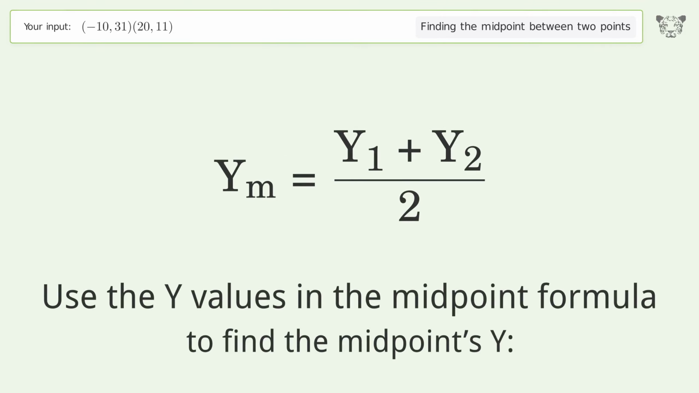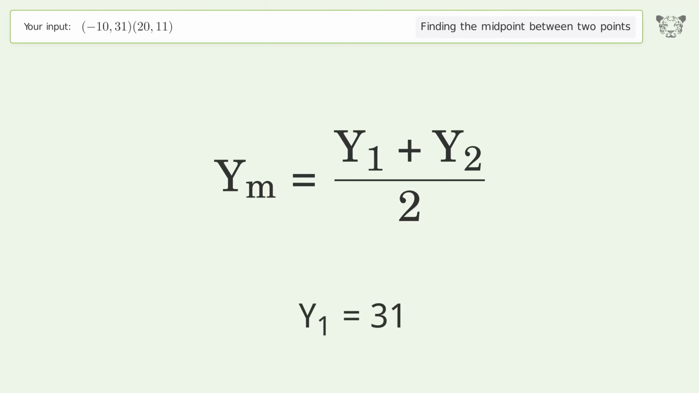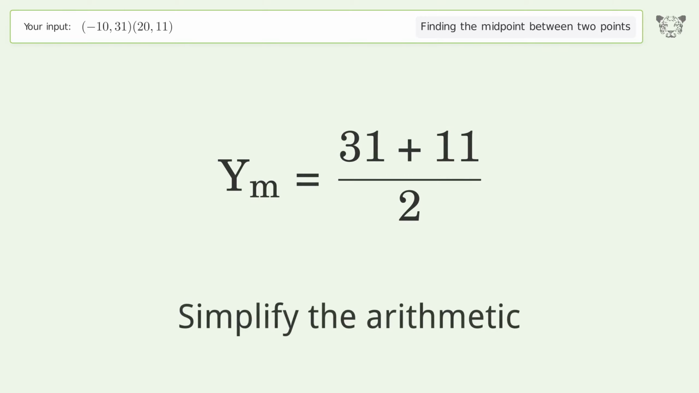Use the y values in the midpoint formula to find the midpoints y. y1 equals 31. y2 equals 11. Simplify the arithmetic.